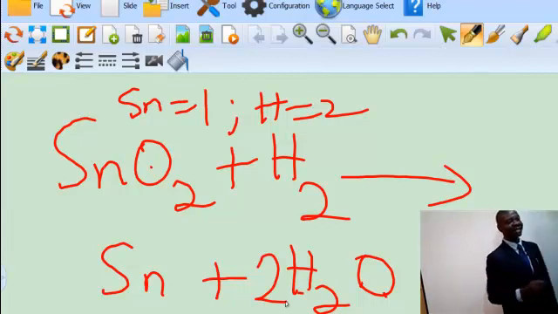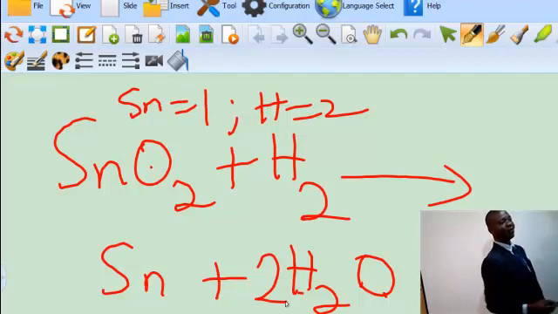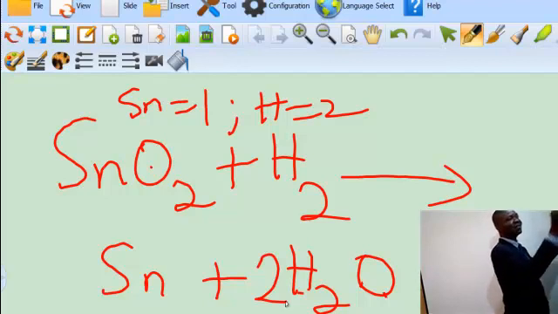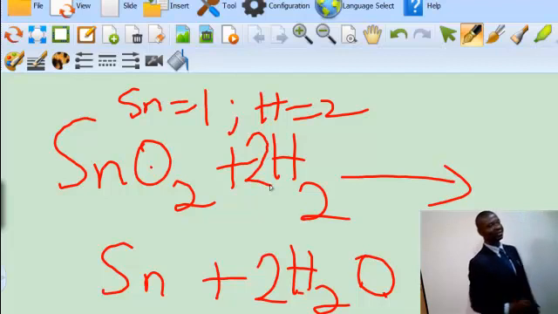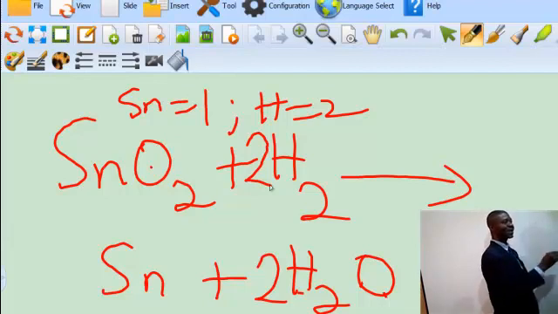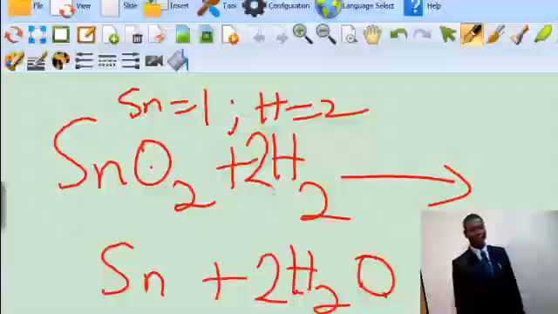But again, another thing has come up. And what is that thing? Hydrogen has now turned to 4. So in order to fix it, we just go back to our reactant, then we add 2 to this place, making it balance. So when you look at this now, you see that this one is a balanced equation, because what we have at the reactant side is equal to what we have at the product side.